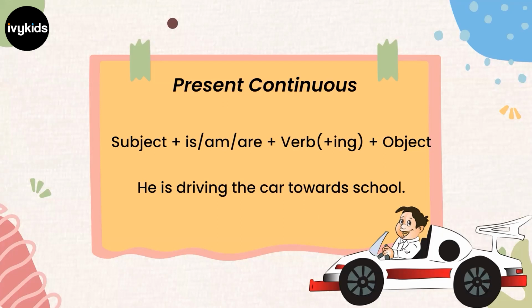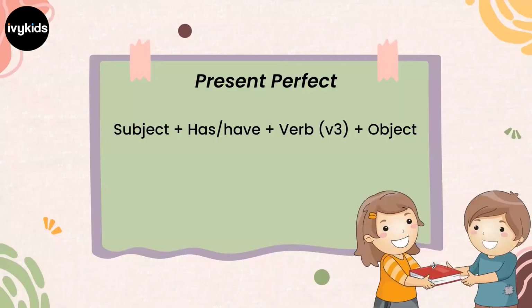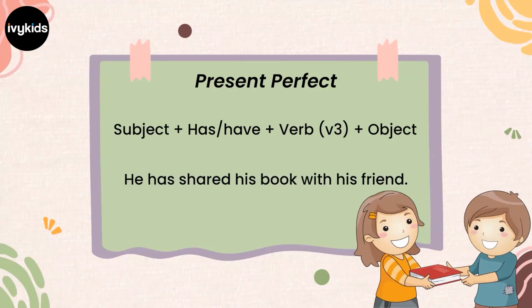Alright, moving on to the next form, and that is present perfect. Present perfect, how do we create a sentence in present perfect tense? We put subject, then has or have, plus verb's third form, and then object. Present perfect indicates an action that has been completed sometime before the present moment. Okay, let's look at an example. He has shared his book with his friend. So which means that he has already taken this action.